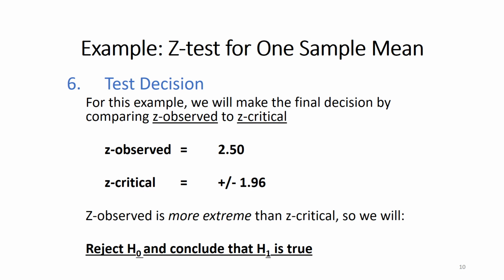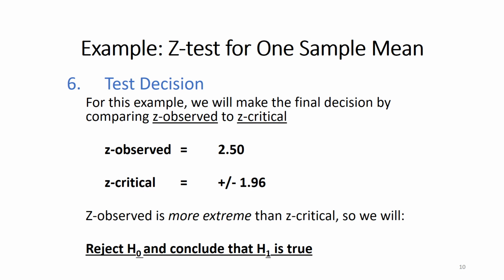So to keep it short, and then I'll explain a little bit more on the next slide, because our Z observed is more extreme, meaning further out into the tails of the distribution than Z critical, we are going to reject the null hypothesis. So we're happy. At the end of this test, we actually got what we wanted. We rejected null, and we concluded that, yes, we have found a difference. Yes, we have found a change. We have found a significant outcome. Okay, but we'll step back in a moment and figure out how that is.